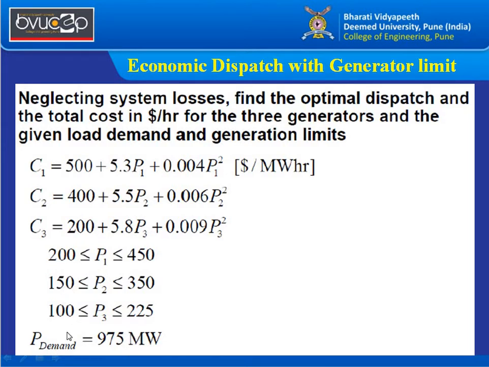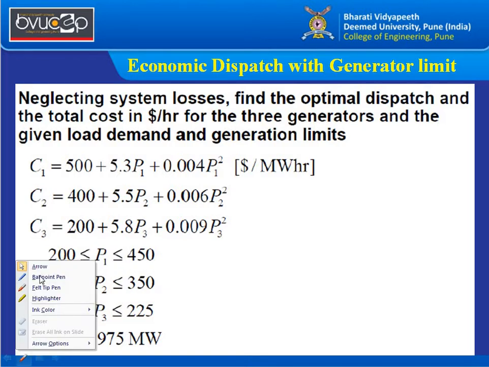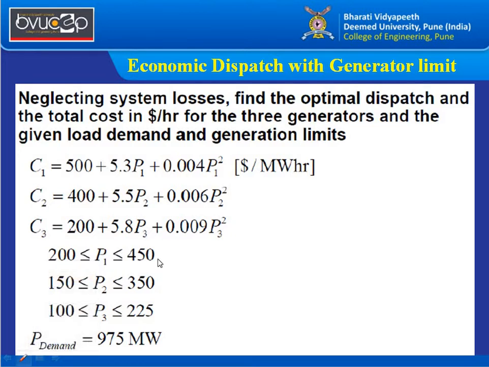And the three generating units, you can see here: the first is having 200 to 450, the second generator is between 150 to 350, and the third is between 100 to 225. So let me first focus on this 500, 5.3 Pi and 0.004 Pi.